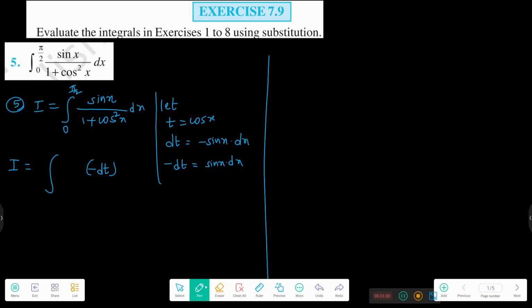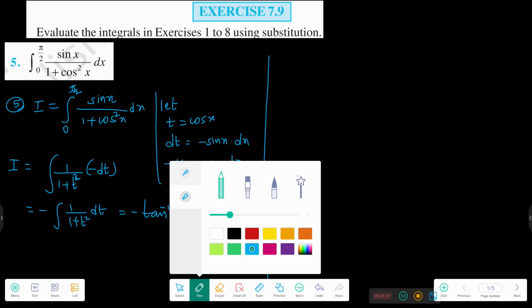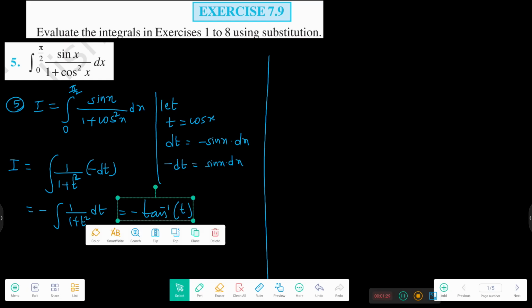The numerator sin x dx became minus dt. And whatever we have in the denominator, the cos square x, we assume cos x as t, so we get t square. Minus, when you bring it outside, integral of 1 divided by 1 plus t square into dt. Which formula does this look like? The tan formula. So tan inverse t plus c. Plus c we don't give, because they have given an interval for us. And what is the t interval?